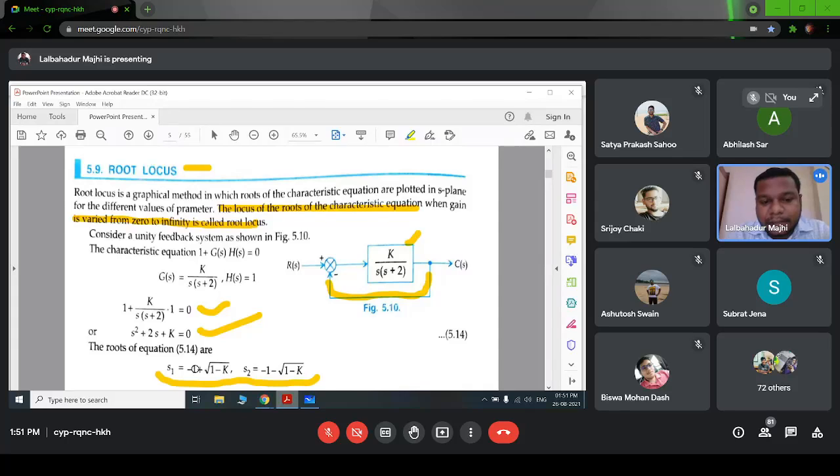Suppose we are getting here minus 1 plus 0.5. Let's say this value is 0.5 here. The root of 1 minus k is 0.5. So S1 will be minus 0.5, and in this case, S2 will be minus 1.5. Clear?